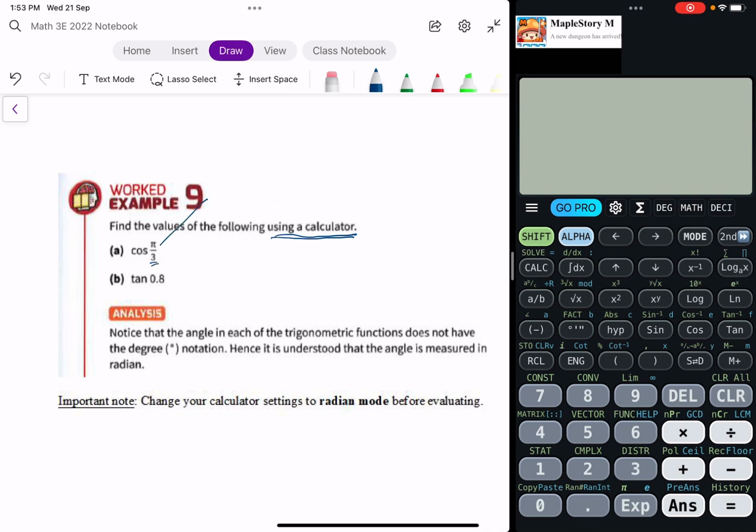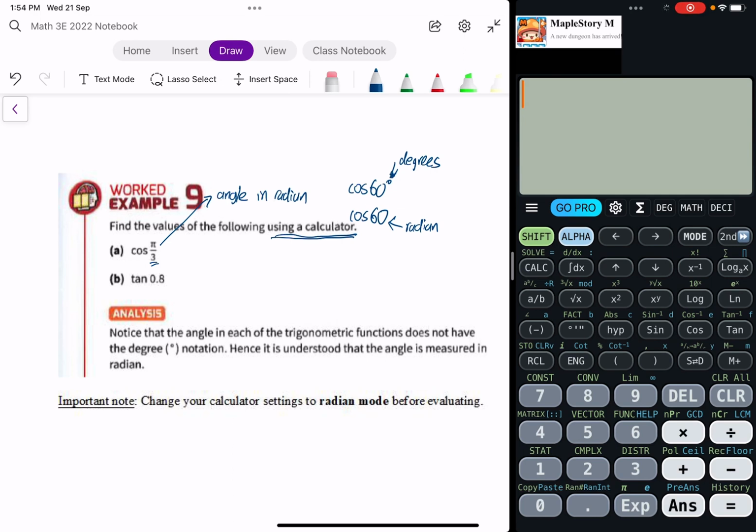This pi over 3 is an angle. Is the angle given in radians or degrees? In this case, it is given in radians. How do we know that it's in radians? The only way we know it's degrees is if we use the degree sign. For example, if you write cosine 60 degrees, then we know this one is degrees. If you write cosine 60 without the degree sign, this one will be considered radians. This is how we know whether to use radian mode or degree mode.